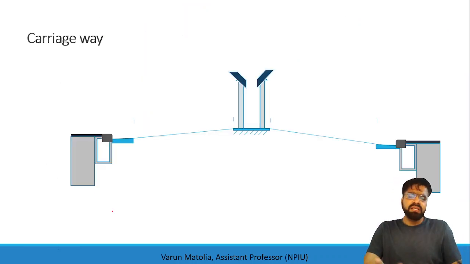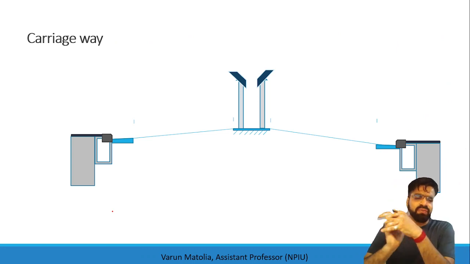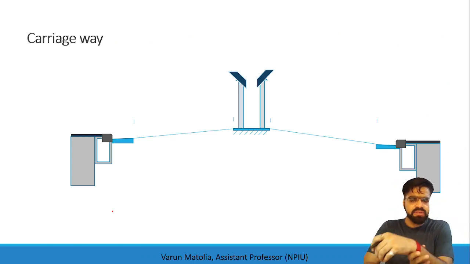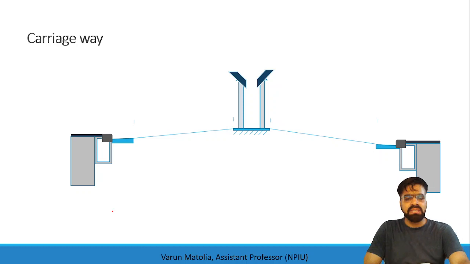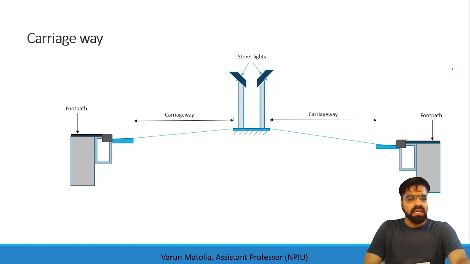If we see the cross section of a road, the cross section of a carriageway, it will look like this. What are the different components? Let's look into it. This is the footpath on which pedestrians will move. Then these are the street lights which provide light on both sides of the carriageway. These blue thin lines which you can see are the carriageway. This is the space provided for the vehicles to move.